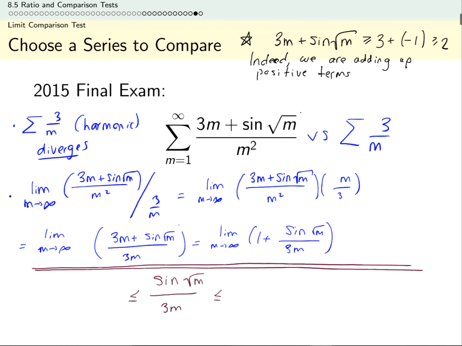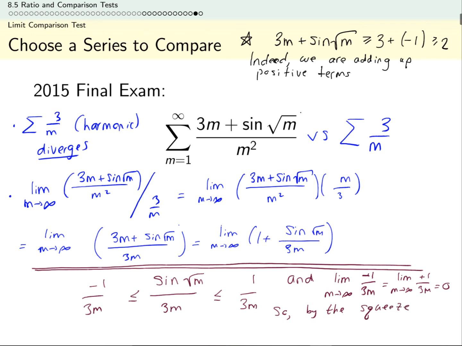Sine root m, sine of anything, is never bigger than 1 and never smaller than -1. So I can bound this problem part of my limit by the sequence -1 over 3m and the sequence 1 over 3m. And they have the same limit as m goes to infinity. So, by the squeeze theorem, the limit as m goes to infinity of sine root m over 3m is equal to 0.